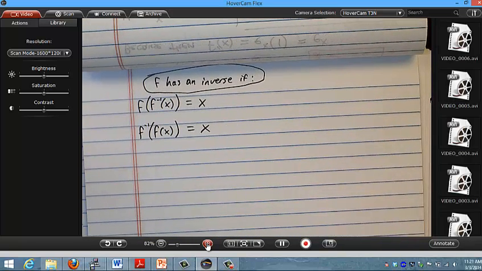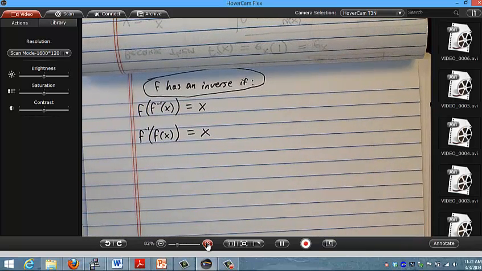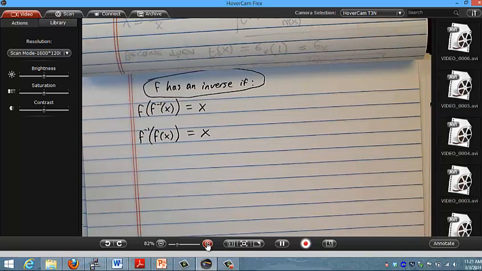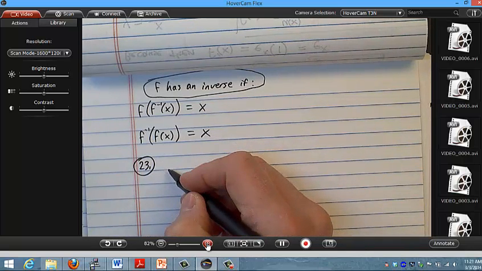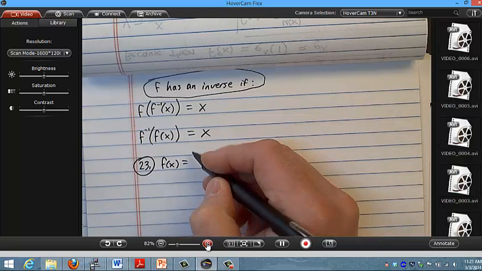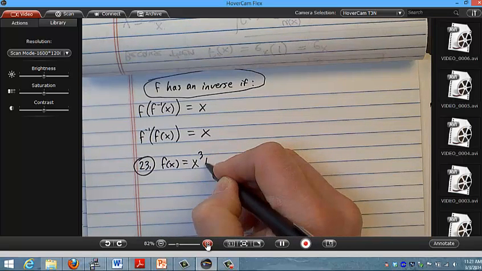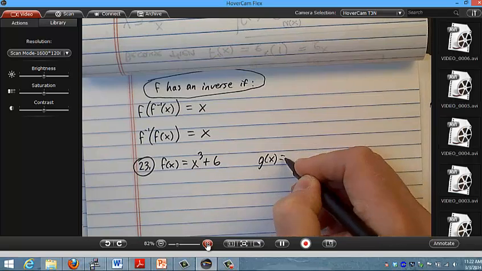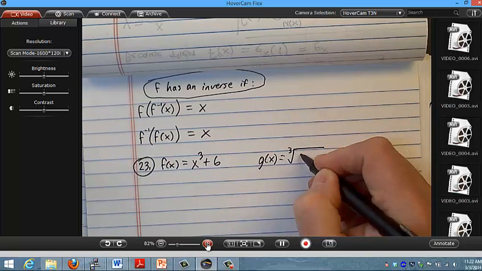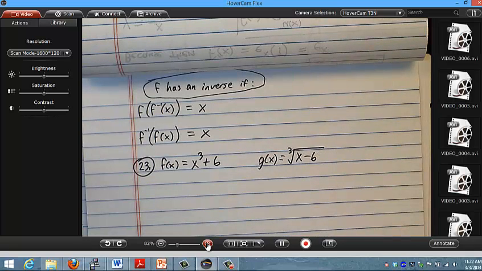And like I said, sections 1 and 2 are really algebra sections. And on the homework for tonight, you're going to do something like this. It says, show that these two functions are inverses of each other. So let me take number 23. 23 says, let's look at f of x is x cubed plus 6, and let's look at g of x is the cube root of x minus 6.